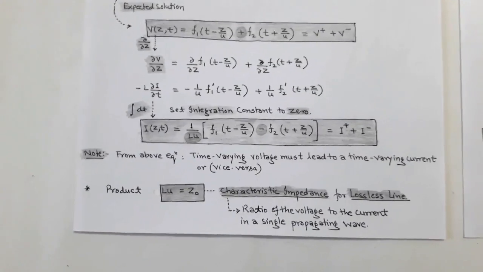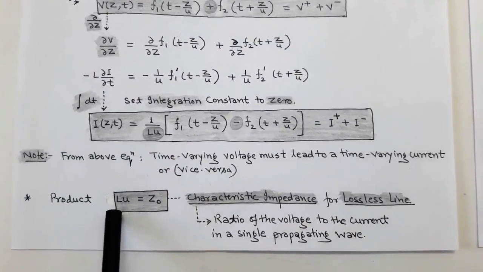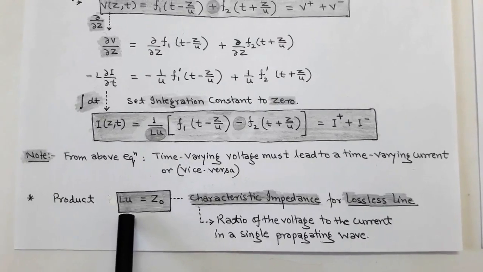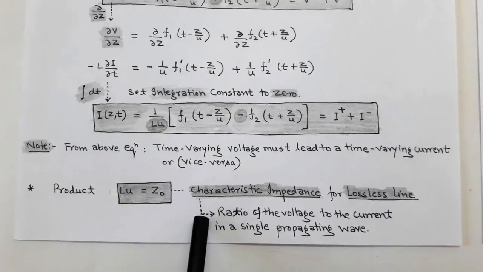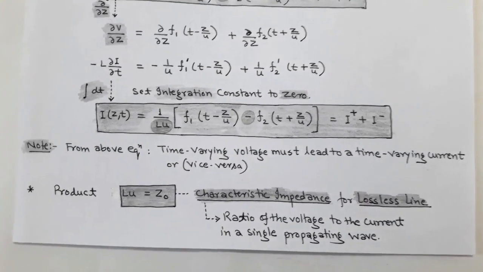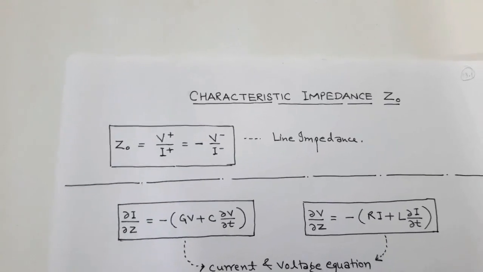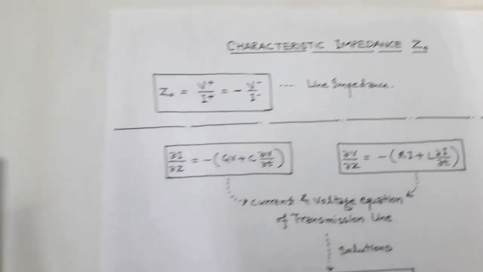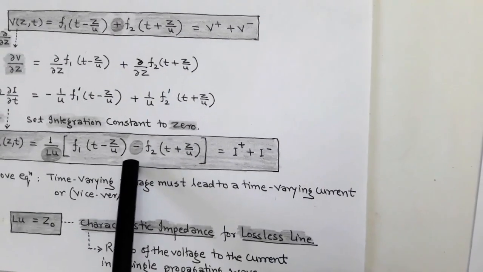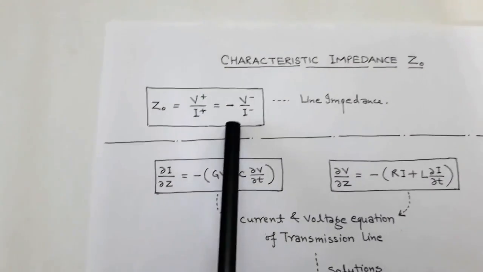So the characteristic impedance is denoted by Z0, and it is equal to L into U, where L is called the inductance, U is called the wave velocity, and the characteristic impedance is the ratio of voltage to current. That is, in case of forward function, the ratio is V plus upon I plus, and in case of backward function, its value is minus V minus upon I minus, because in case of the current equation, there is a negative sign with the backward function.